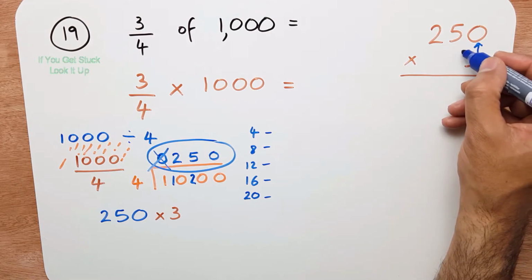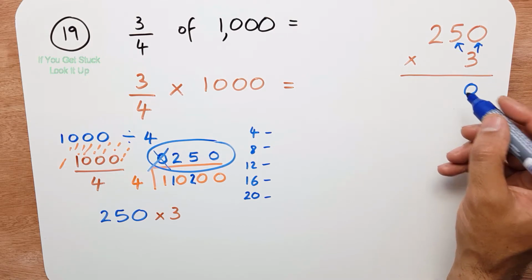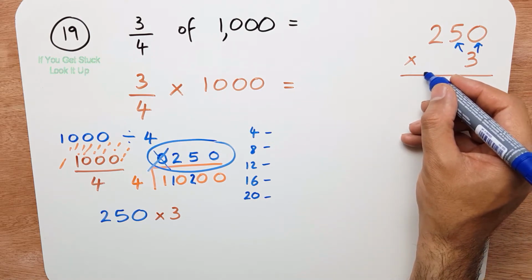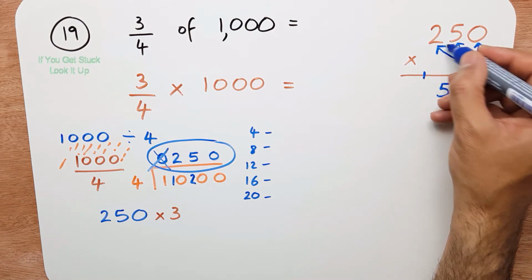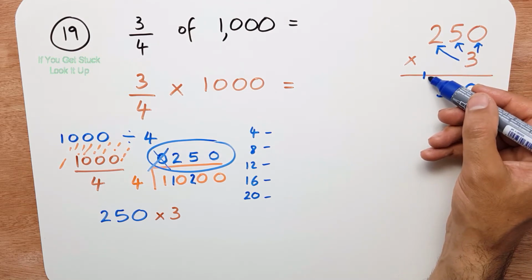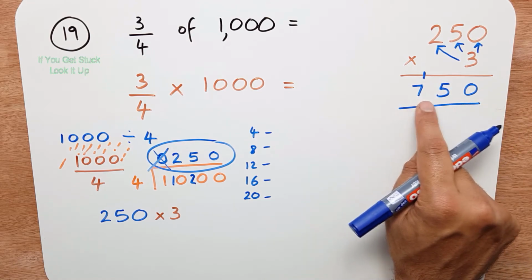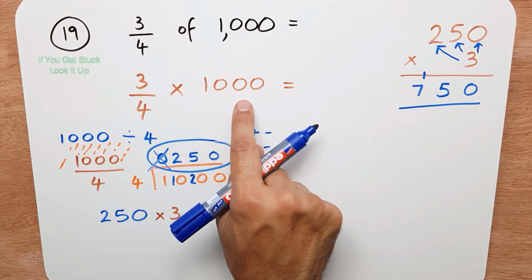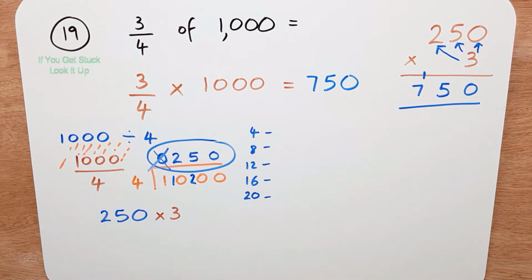Then we move on, 3 times 5. If you know your 5 times table, that'll be 15. So we put 5 here and we carry the 1 over to the next column. Finally we have 3 times 2. 3 times 2 is 6, plus the 1 we've carried over, which makes 7. So our answer is 750. So 3/4 of 1000 is 750.